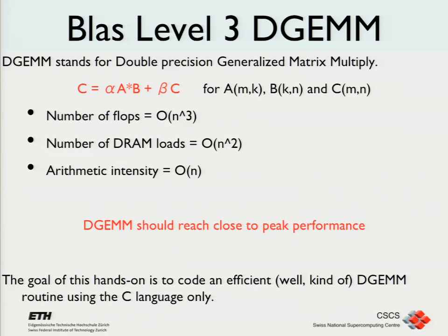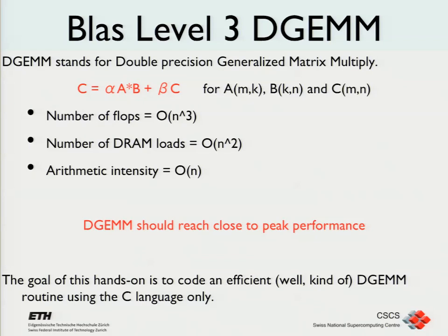So if we want to compute the arithmetic intensity of this operation, you see that the number of flops is proportional to n cubed, okay? The number of DRAM loads is n squared. So you'll get an arithmetic intensity of n, which means that matrix multiply will give you close to peak performance.